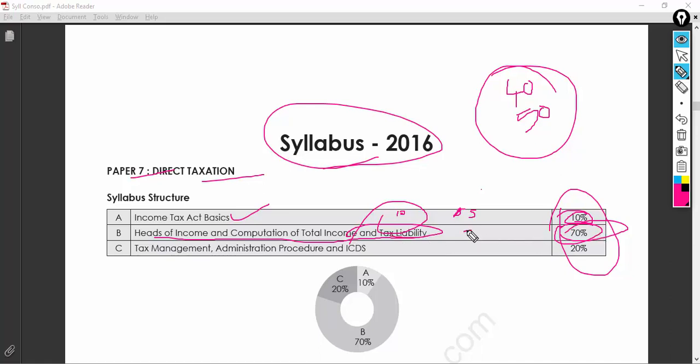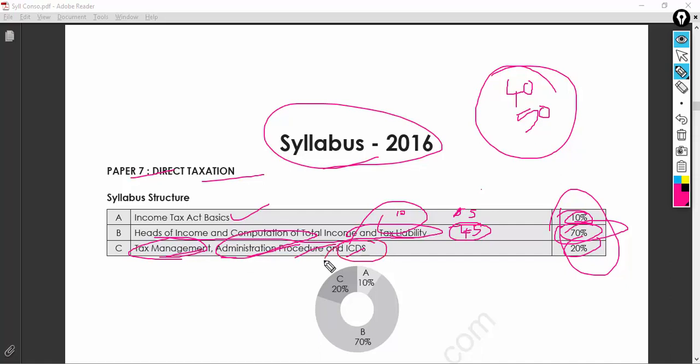In the worst case, guys, I would suggest you need to get 45 marks. I'll be very happy if you get 45 marks in this topic. Followed by 20 percent, which is 20 marks for tax management, administration procedures and the ICTS. I would inform you guys the tax management and administrative procedure might be a little complicated, because it has a lengthy procedure and might be a little confusing here and there.